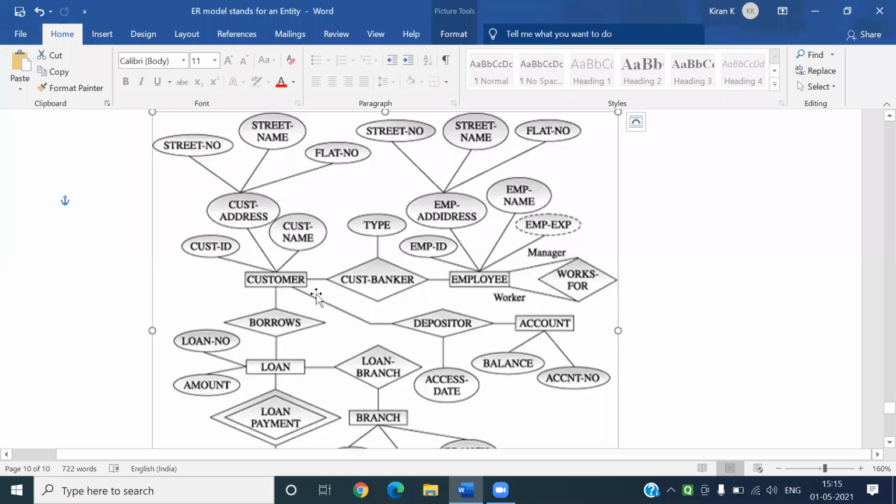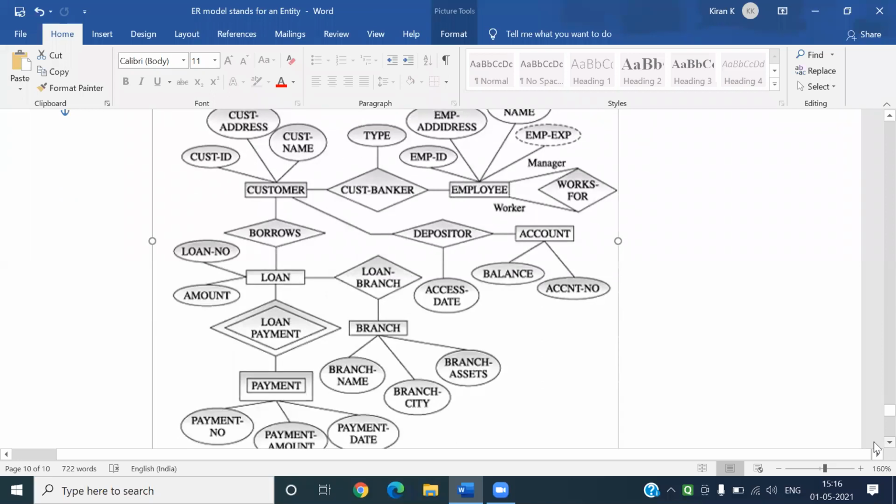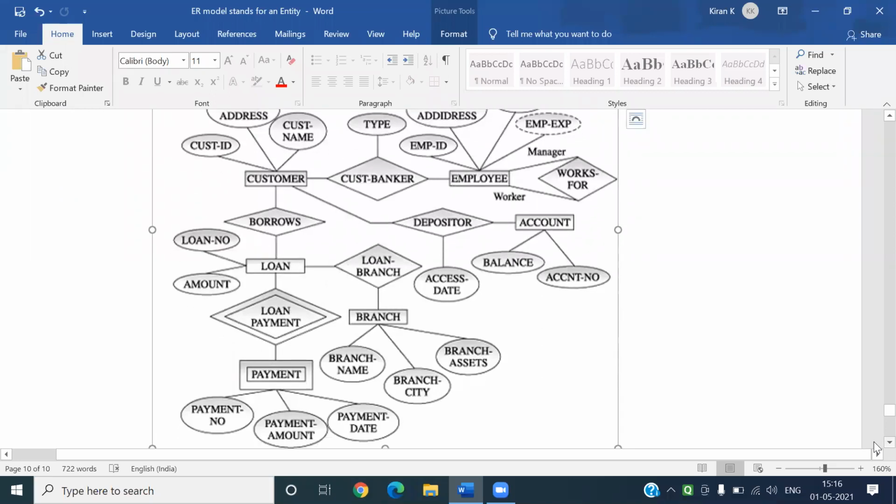Coming to the customer entity. A customer may have customer ID, underlined, address, customer name. And the customer borrows a loan. Loan has loan number, amount, loan branch. Loan payment. Deposit. A customer may be a depositor. So this is how an ER diagram depicts a big ER diagram.